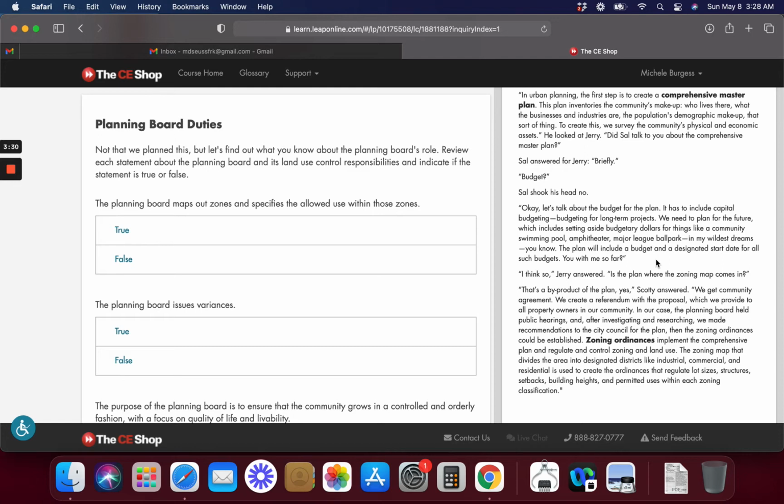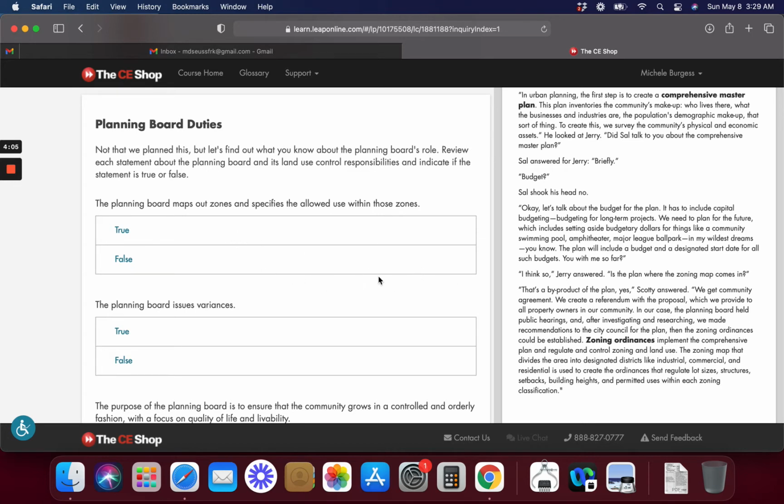But there are a lot of negatives. And if anyone has any, you can list them below. If people have lived in these before and know what I'm talking about, they understand the downsides of this after you've been living there a while. So usually they'll have a public hearing to make sure that the area that's already there is okay with it. And then zoning ordinances come in, implement the comprehensive plan, and regulate the control, zoning, and land use.